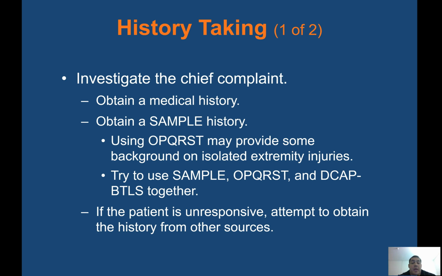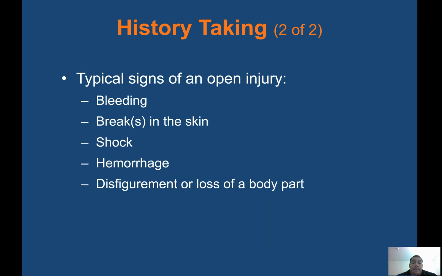Investigate the chief complaint. Obtain a medical history. Obtain a SAMPLE history on every patient if you can. Using OPQRST may provide some background on isolated extremity injuries. Try to use SAMPLE, OPQRST, and DCAP-BTLS together if possible. If the patient is unresponsive, attempt to obtain the history from other resources. So ask bystanders, ask family members, ask friends if they're around, what their SAMPLE history is. So typical signs of an open injury: bleeding, breaks in the skin, shock, hemorrhage, disfigurement or loss of a body part.